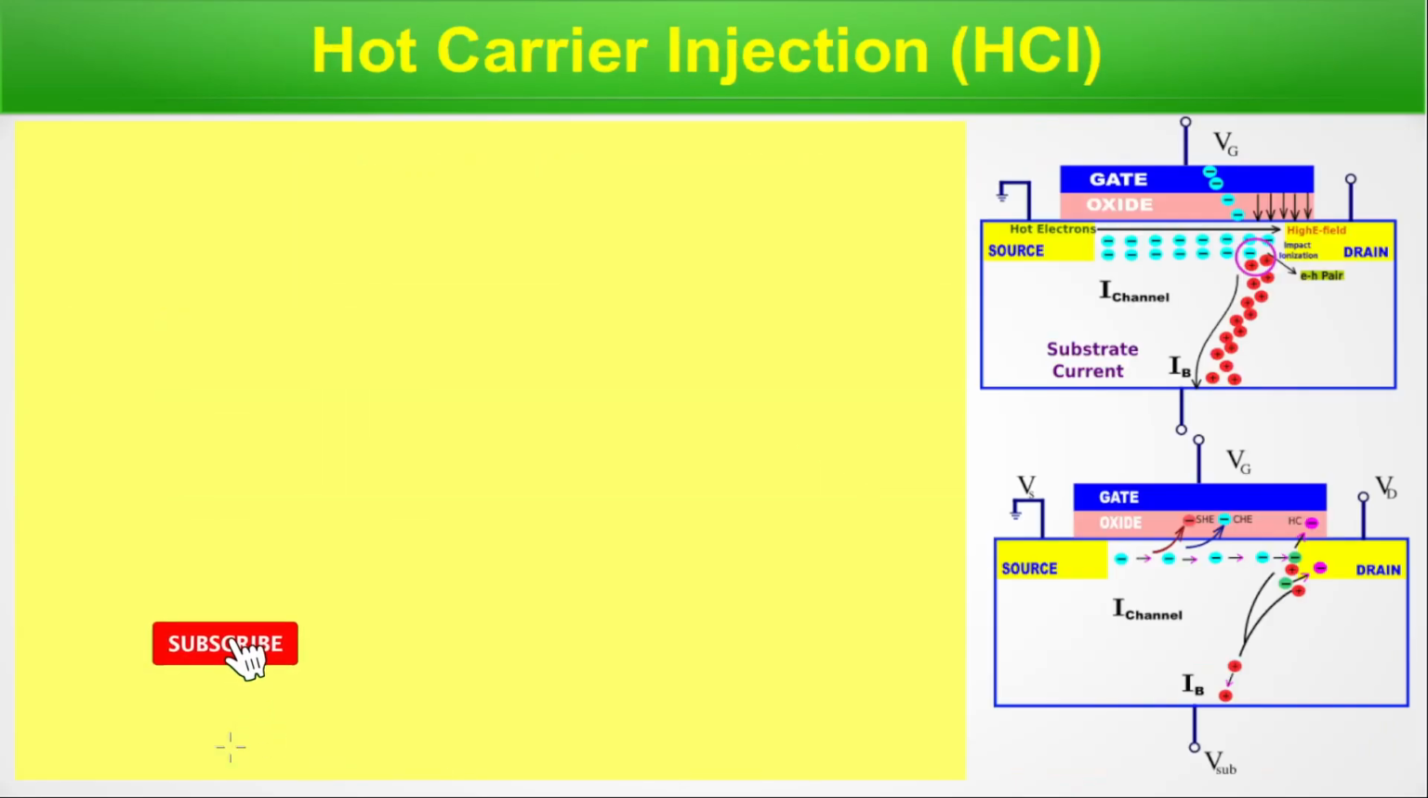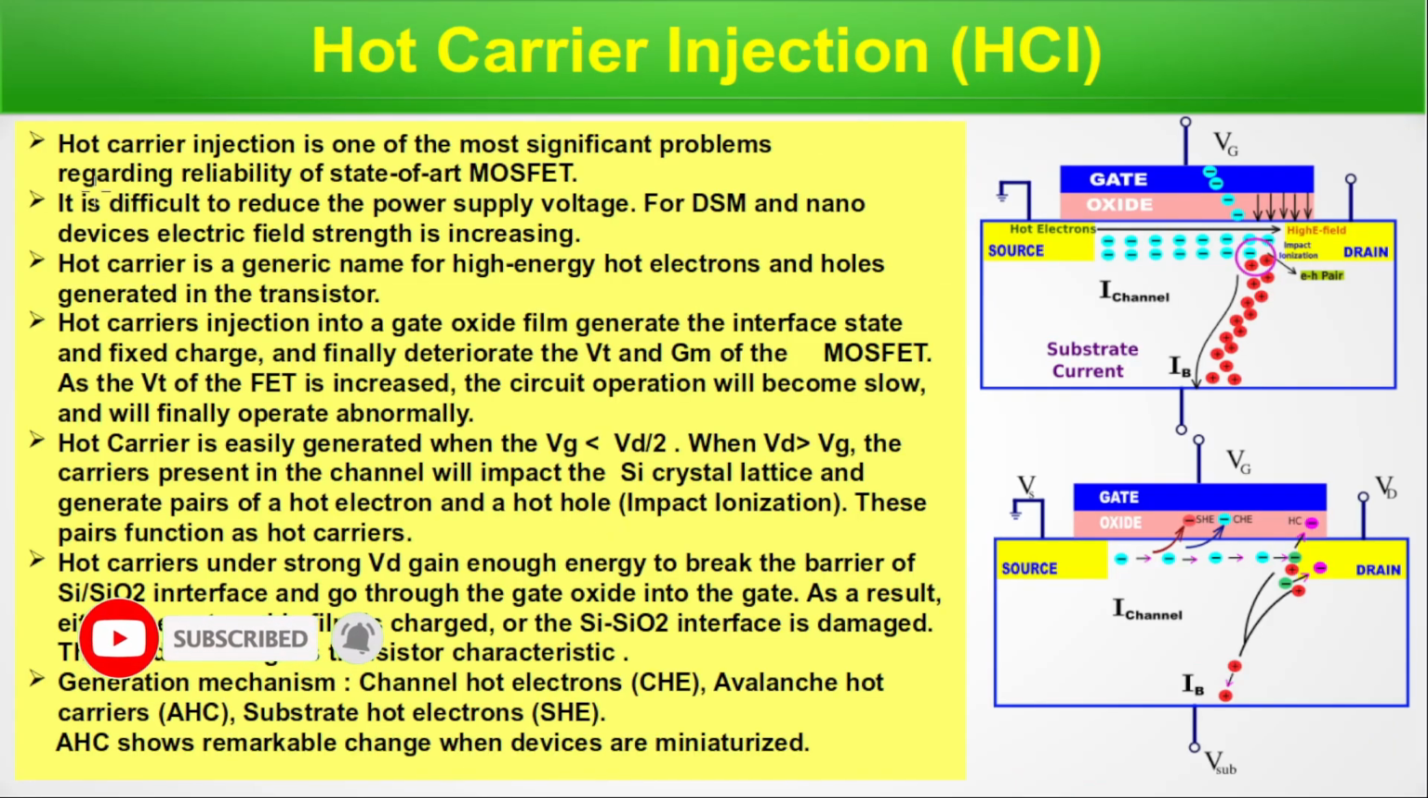Hot carrier injection. That is another phenomenon that leads to failure. Hot carrier injection is one of the most significant problems regarding reliability of state-of-the-art MOSFETs. It's an important issue, and in state-of-the-art MOSFETs, that means small or reduced dimension MOSFETs, this situation is even worse. It's difficult to reduce the power supply voltage. We are scaling this, but power supply voltage scaling is a tricky situation. For DSM, that is deep submicron and nano devices, electric field strength is increasing. Devices are getting smaller, and along with that, we cannot scale the supply voltage with the same scaling factor, so the field is high.